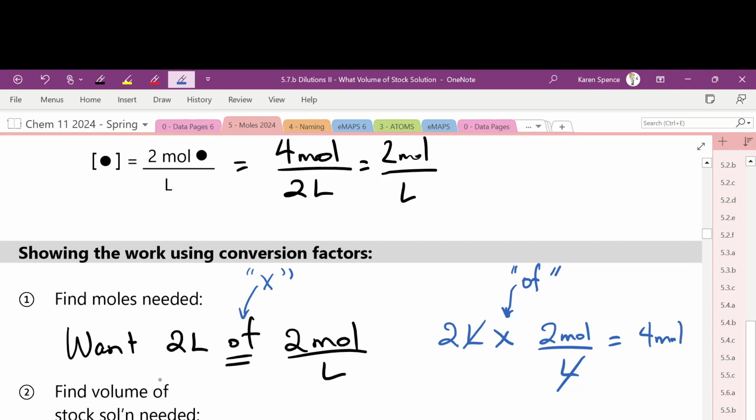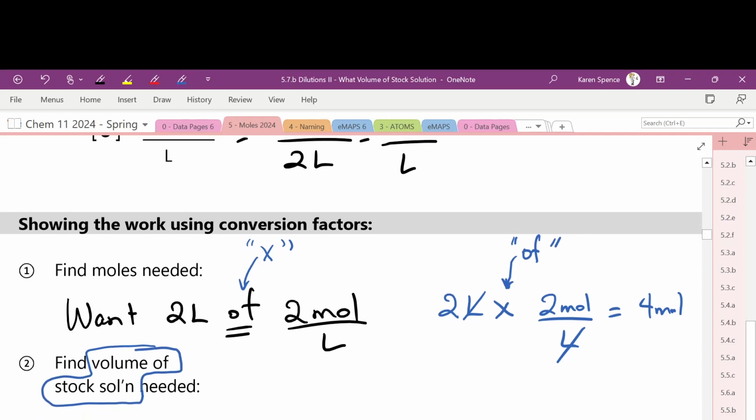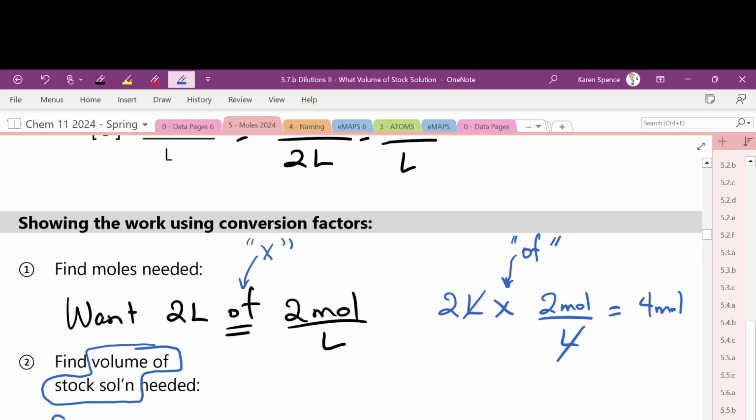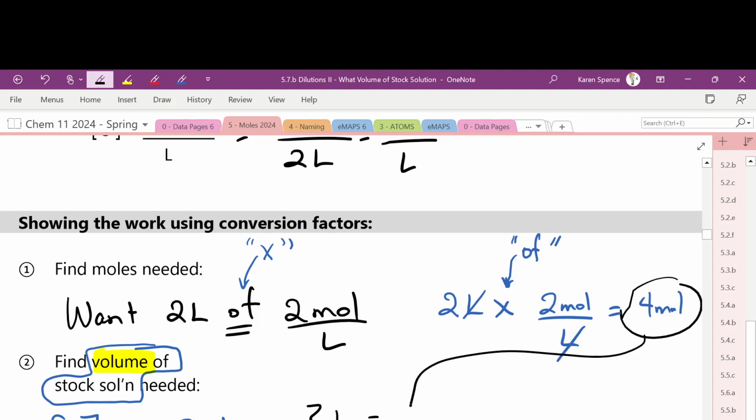Now the question says what volume of the stock solution? And remember, you are told the concentration of the stock solution, and that is 8 moles per liter. So we need to find the volume of this stock solution. So we want to find the number of liters that contains 4 moles.